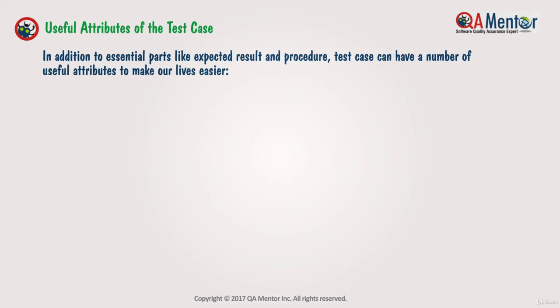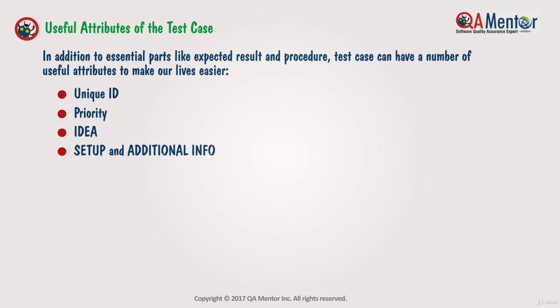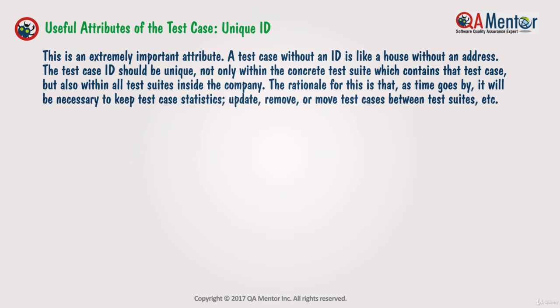Useful attributes of the test case. In addition to essential parts like expected result and procedure, test case can have a number of useful attributes to make our lives easier. Unique ID. Priority. Idea. Setup and additional info. Revision history. Unique ID. This is an extremely important attribute. A test case without an ID is like a house without an address.